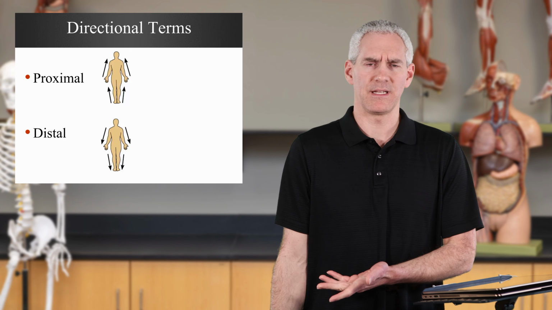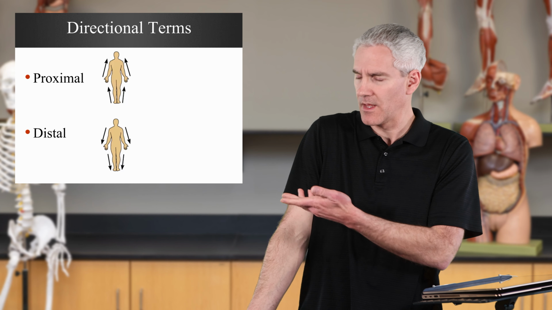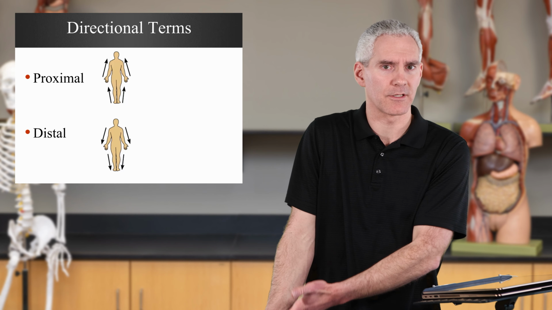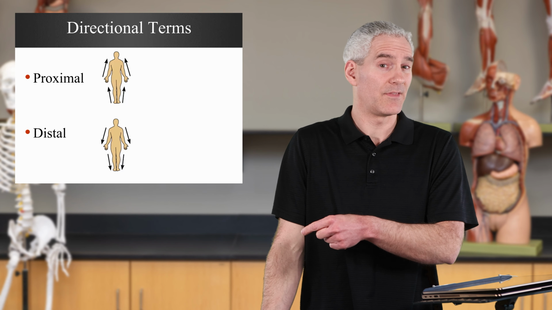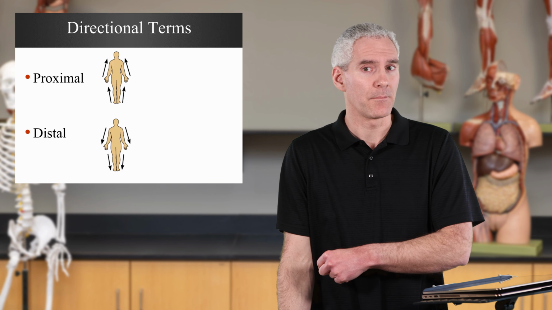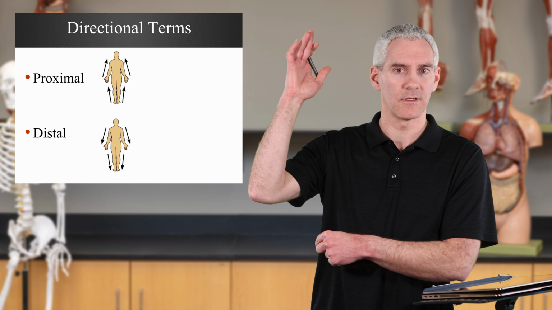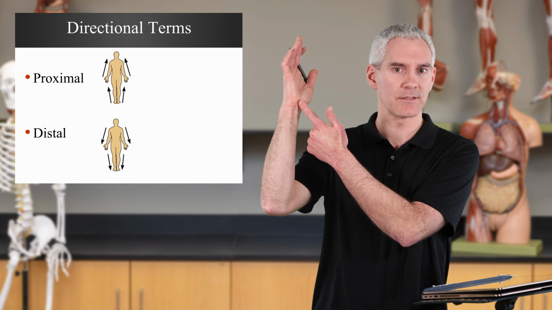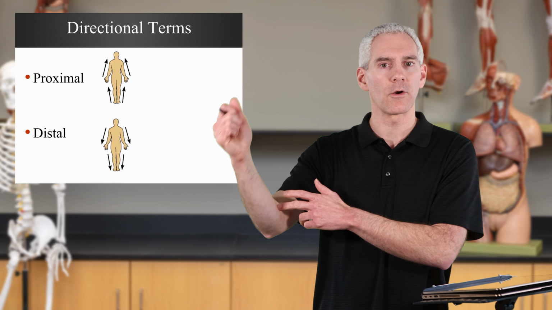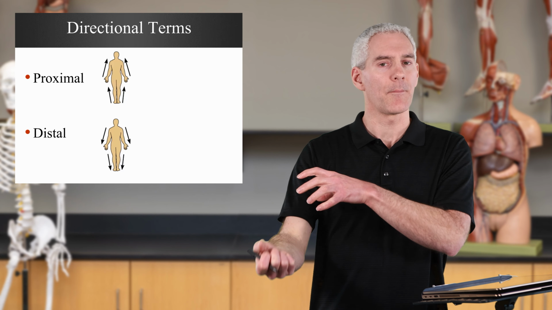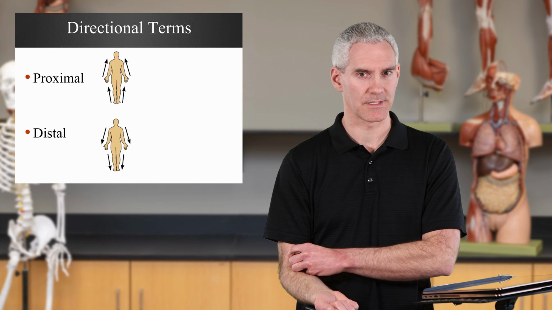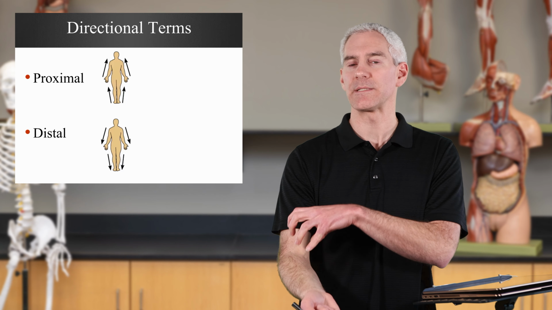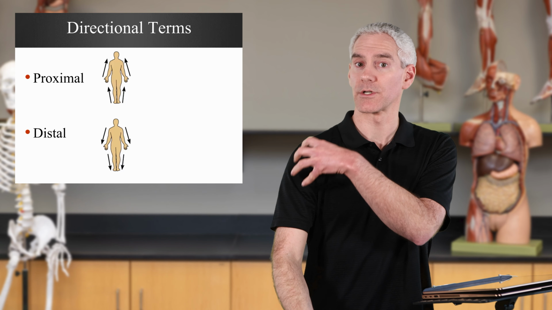Now, why not just be in anatomical position and say, you know what, the elbow is superior to the wrist? Well, in this position, that holds true. But if all of a sudden I bend my arm, is the elbow still superior to the wrist? No. But no matter what position you put it in, proximal is always accurate. So the elbow is proximal to the wrist, closer to the point of attachment.